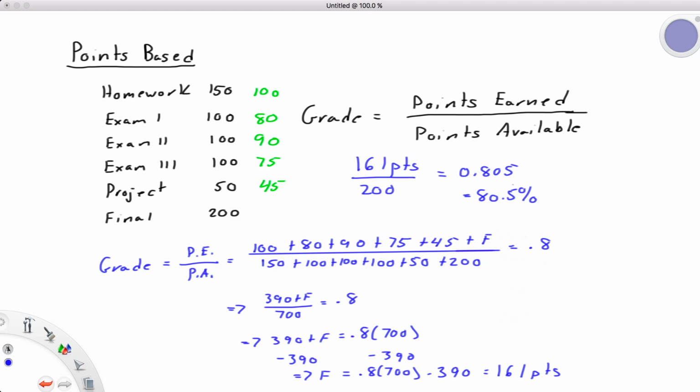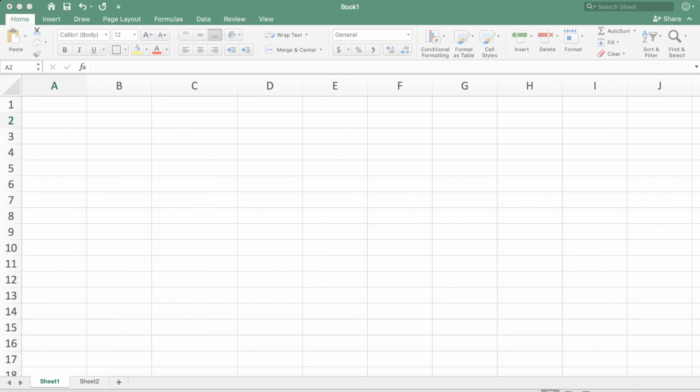And so in order to get an 80 in the course, you would at this point need to get an 80.5%. We can also come back to Excel and set this up similarly to our percent-based system so we can compute these things more efficiently and play around with manipulating some of the variables in order to answer different questions about our grade.